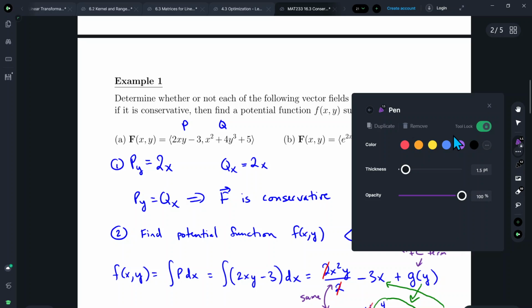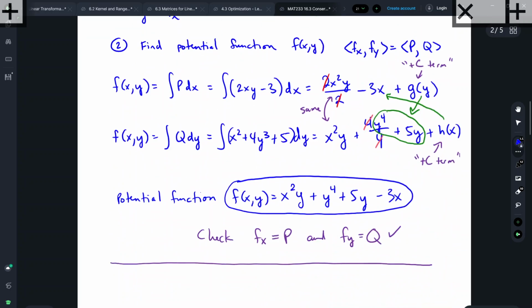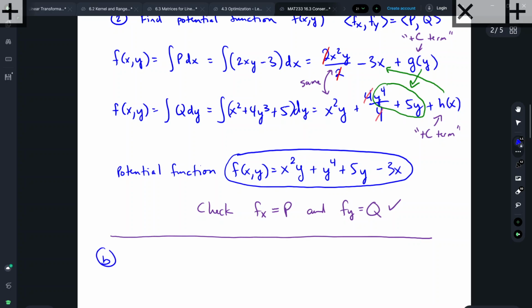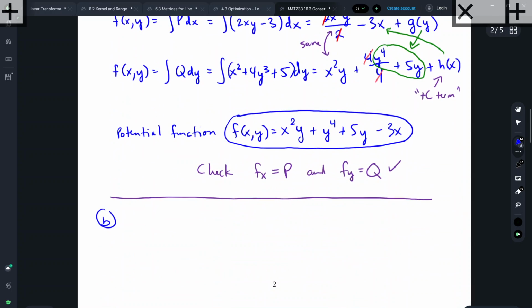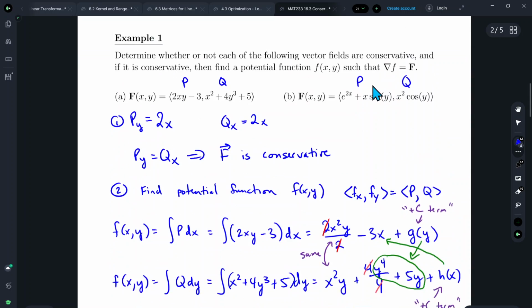And so now let's take a look at part B, the second vector field. So again, this is our component P, this is our component Q. So what do we have to calculate? We need to calculate the partial of P with respect to Y and the partial of Q with respect to X. So differentiate this with respect to Y. This only depends on X, so the derivative goes away. And then here the derivative of sine is cosine, so you get x cosine y.